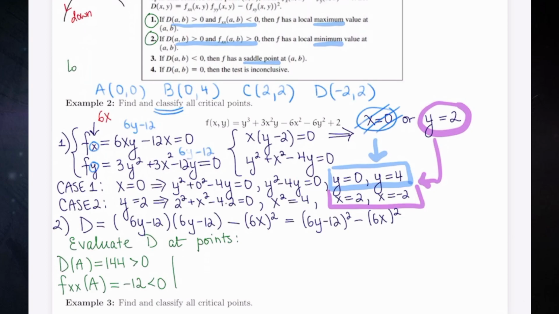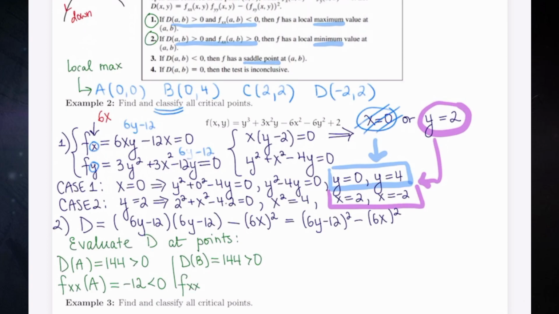So I'm going to go ahead and mark it over here. This is where we have a local maximum. All right, let's do the same thing for the rest of the points. So D evaluated at point B. It is also 144. That's greater than 0. Okay.